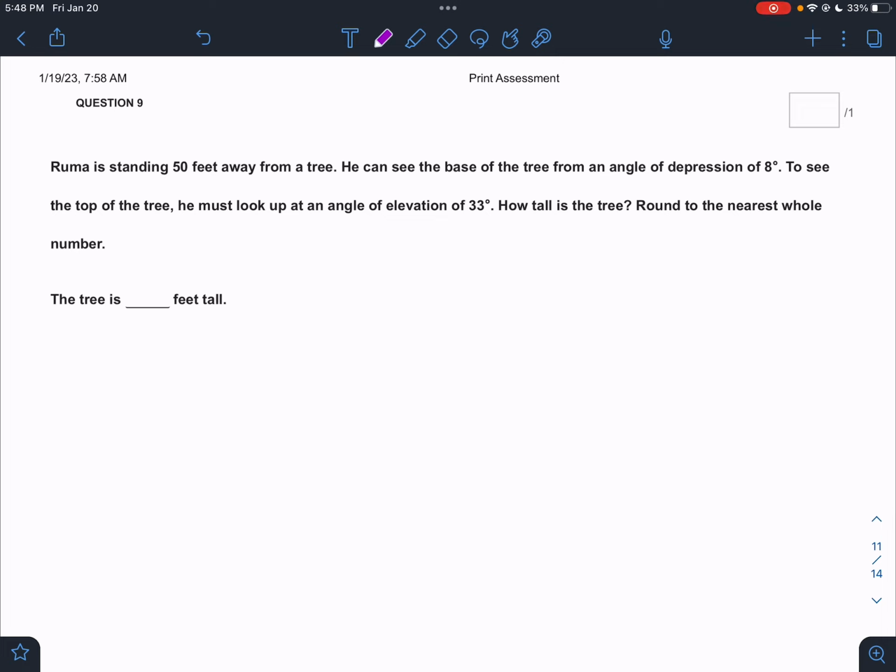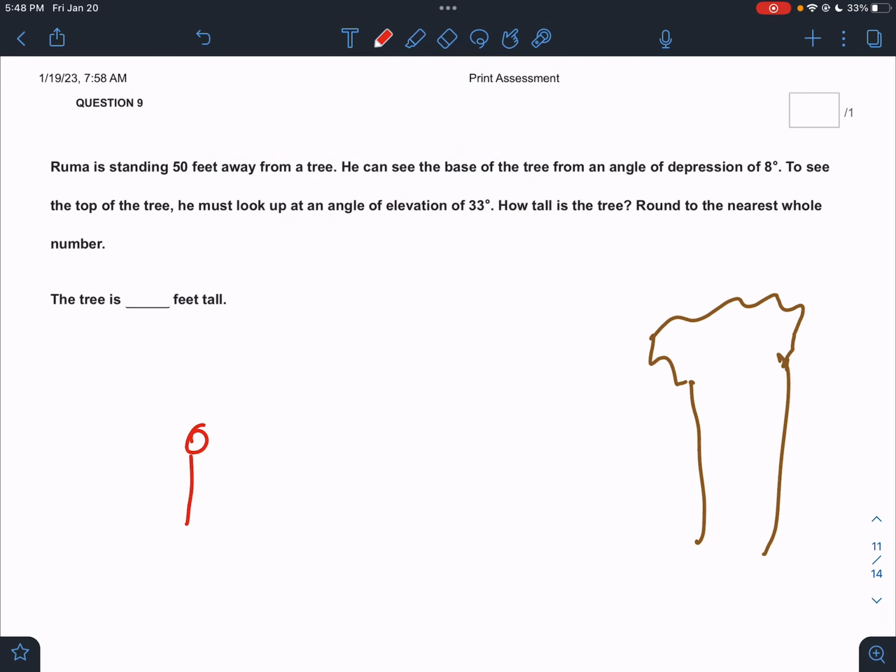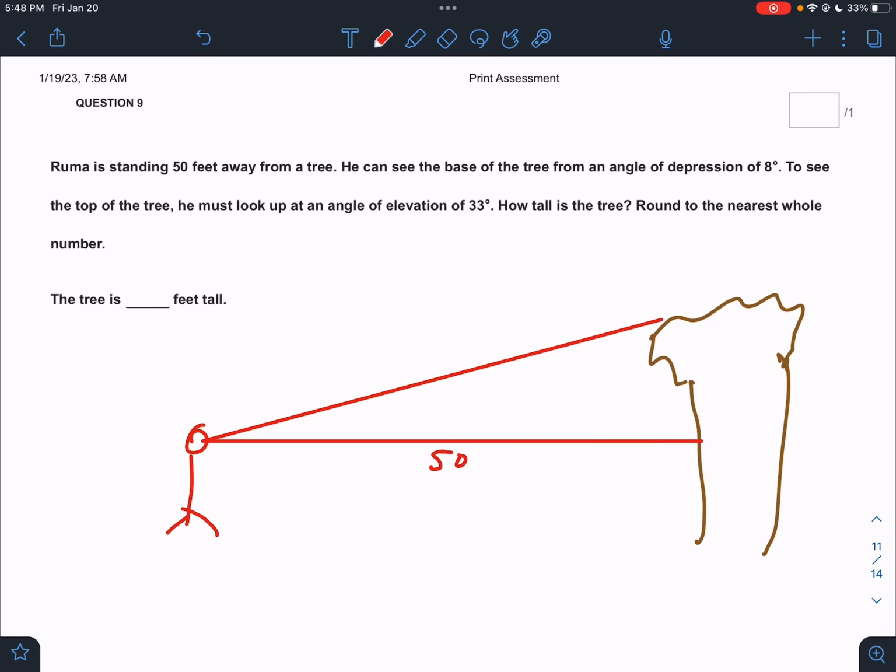Roma is standing 50 feet away from a tree. He can see the base of the tree, angle of depression, the top of the tree. Okay, we did one of these. So we got a tree over here, and we got Roma standing over here. And horizontal line of sight, we know that he's 50 feet away. So angle of elevation to the top of the tree is 33 degrees. Call that x.